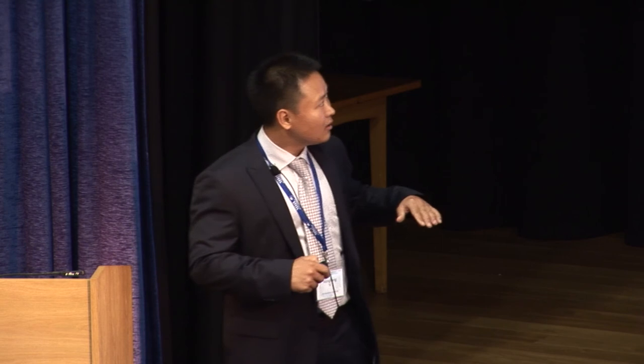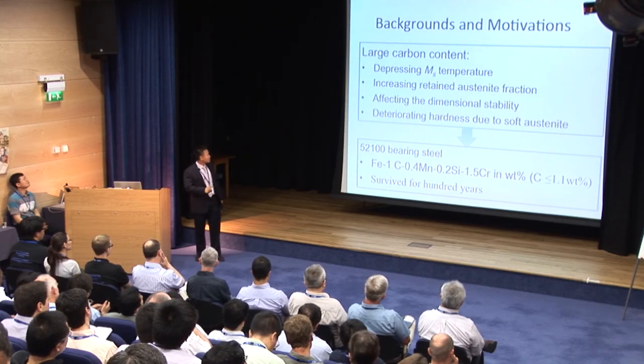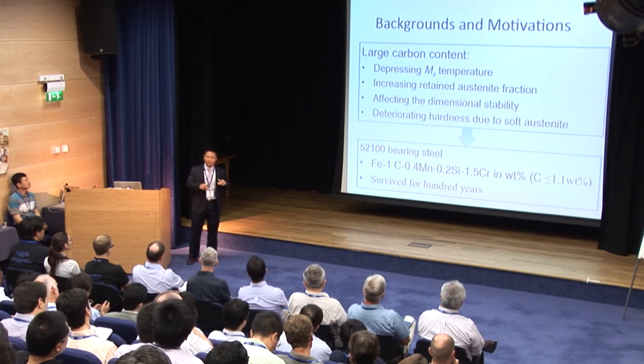So much of the retained austenite will survive if we have very high carbon. In that case, the hardness cannot reach the very high level we desired. And the increased retained austenite fraction will destroy the shape accuracy, because the retained austenite will transform into martensite during the service of the bearing steel. So in this case, we cannot just increase the carbon content to improve the hardness of the bearing steel.